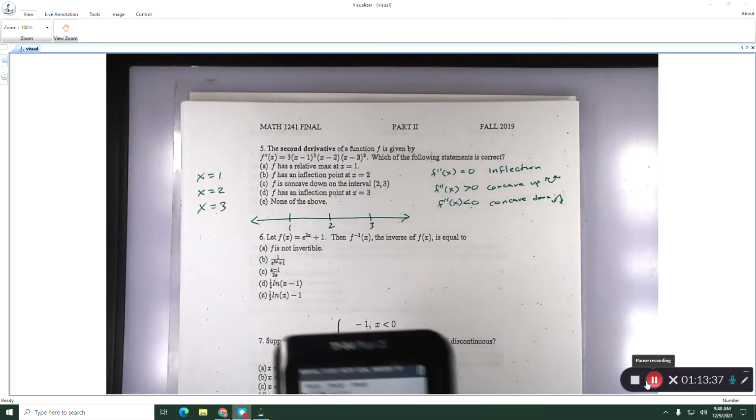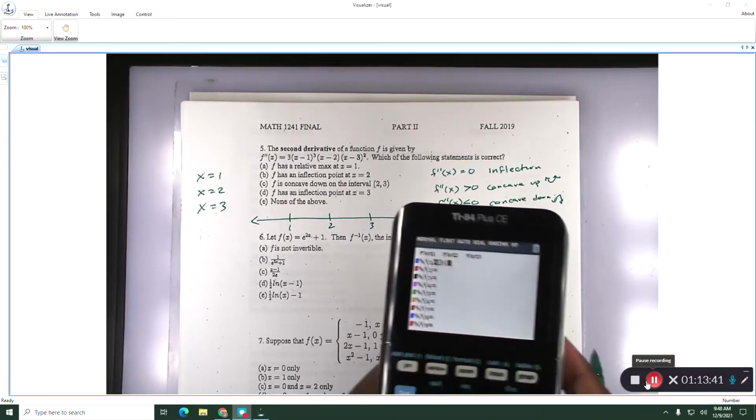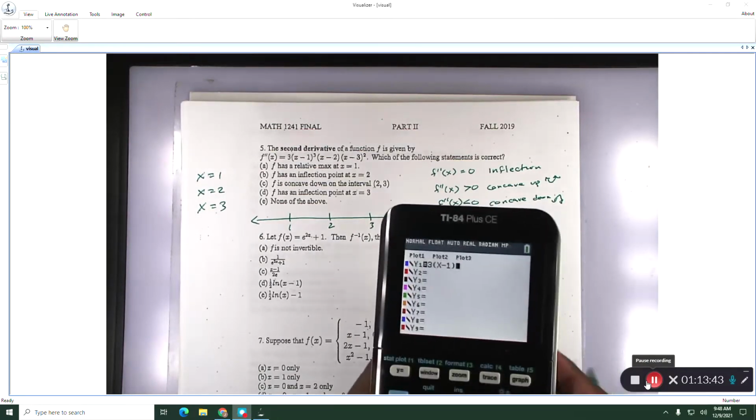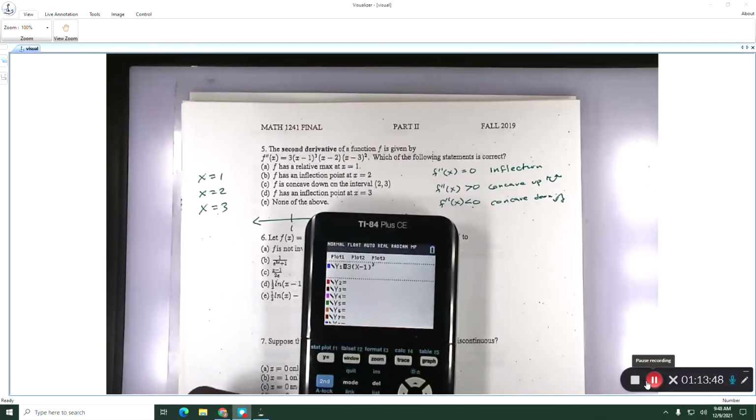And what's great about this is I don't have to calculate this in my head. You can, but I'm going to plug this function into my calculator.